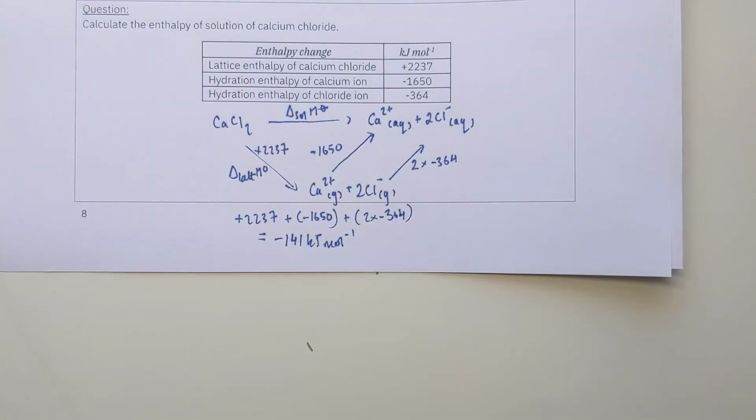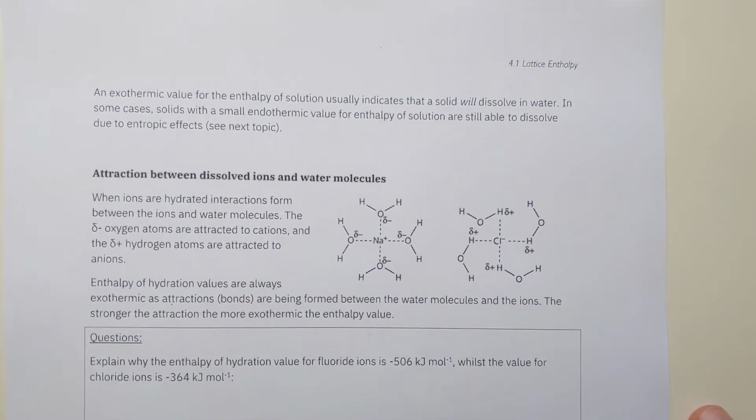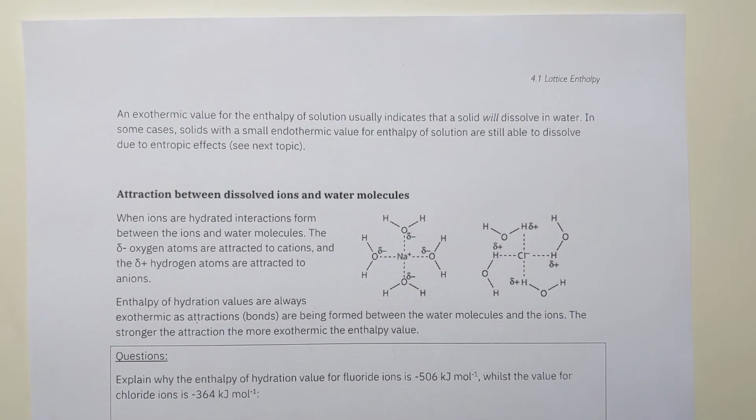So as you can see from the value here, it's quite a strong exothermic reaction, so therefore we'd expect it to be quite favourable for calcium chloride to dissolve. We expect it to do quite readily. We have that wee discussion just on the top of the last page, just what I mentioned earlier. An exothermic value for enthalpy of solution usually indicates a solid will dissolve in water. However, in some cases, solids with small endothermic values, even though you might think that's unfavourable, can still dissolve due to entropic effects to do with entropy. Don't worry about that for now, we'll cover it in our next topic.